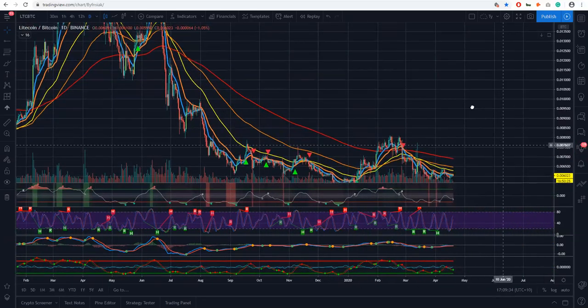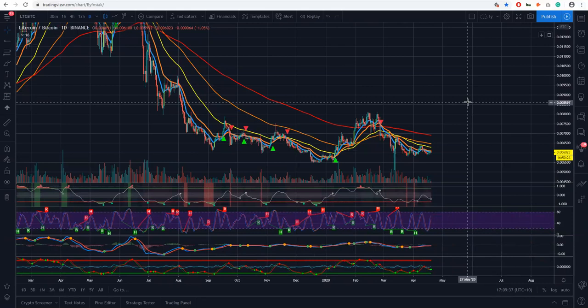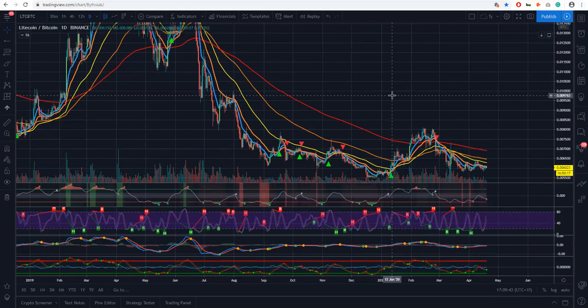So that's how we use our SMAs and our EMAs. Again, EMAs pointing up, bullish. EMAs pointing down, bearish. We break through the EMAs to the upside, bullish. We break through the EMAs to the downside, bearish. That's a very simplified way of looking at it.